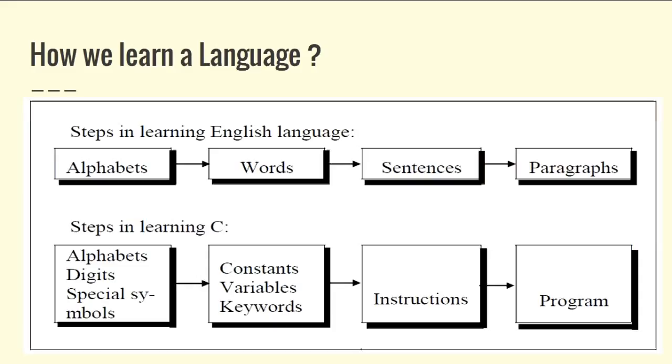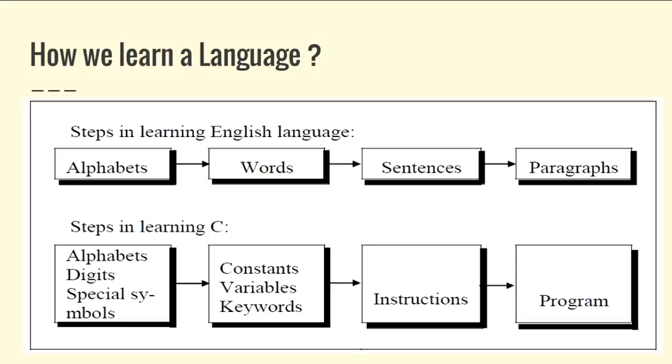So how do we learn a language? What are the steps involved in learning a language? Let us see how we learn the English language. First of all, we learn the alphabets, then we learn how to form words, then we learn to form sentences from words, and finally we learn to write paragraphs from the sentences.